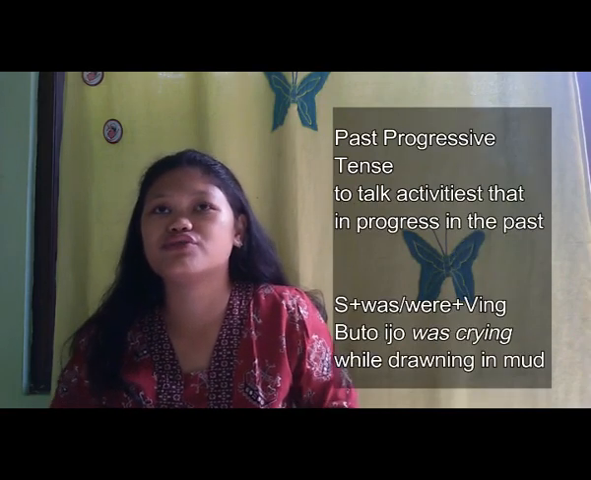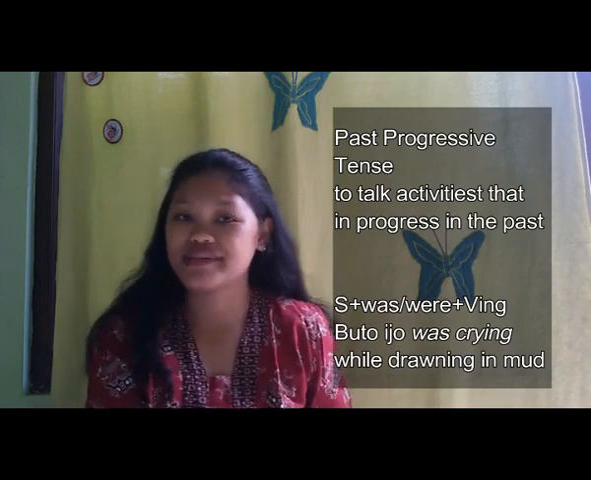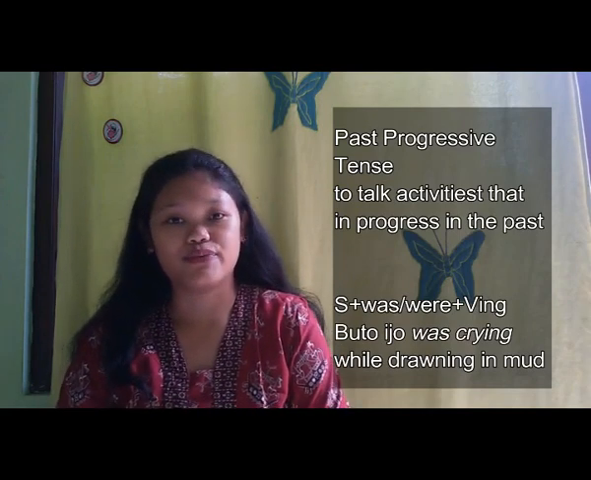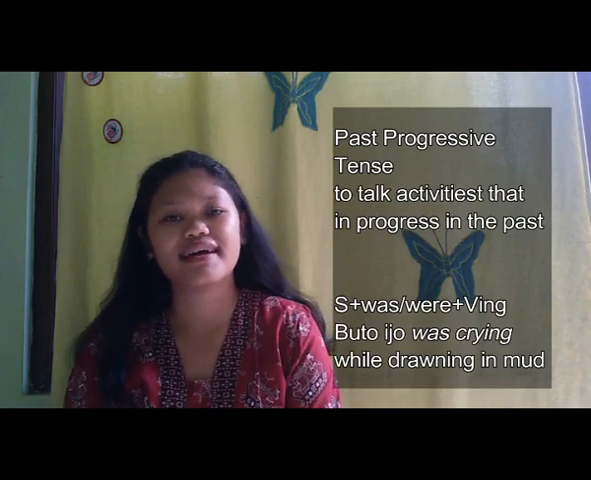How about past progressive tense? Let's focus on the term progressive. We use past progressive tense when we want to talk about an activity that was in progress or was happening in the past. Okay? And the formula is subject plus was or were plus verb in. Do you remember? I hope so.